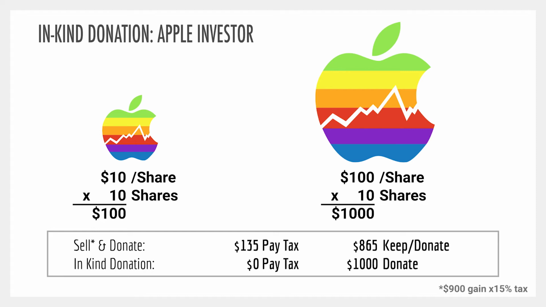As you can see in this chart, that first option is sell and donate. He would pay $135 of taxes, and then he would be able to keep or donate the remaining $865. So if he were to just do the traditional way, sell those shares and donate the remaining amount to charity, the IRS gets involved and takes some taxes. However, if this Apple investor were to use an in-kind donation, he can take those same 10 shares of appreciated Apple stock and donate them directly to a qualified charity, essentially kicking the IRS out of that transaction and paying no tax in the meantime. So that full $1,000 of current value of his stocks would be able to be contributed directly to charity.